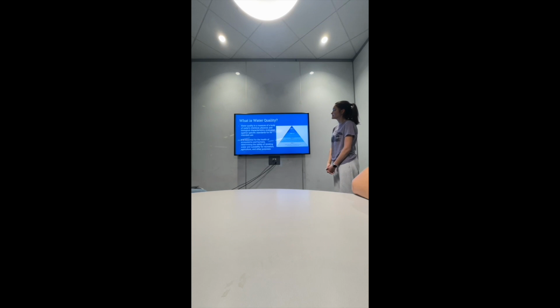This is water quality. Water quality is a measure of a body of water's chemical, physical, and biological characteristics evaluated against specific standards for its intended use. It's essential for the health of ecosystems and humans, determining the safety of drinking water and suitability for recreation, agriculture, and other purposes.